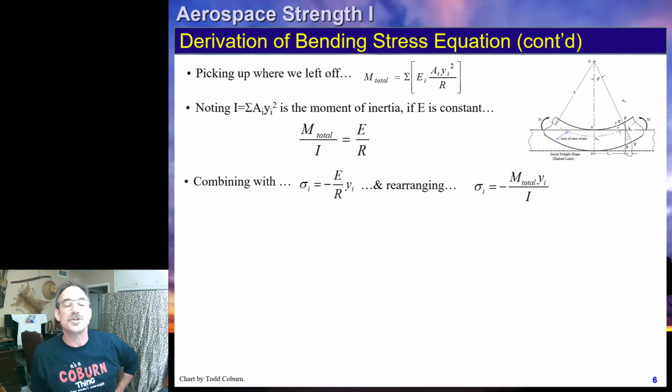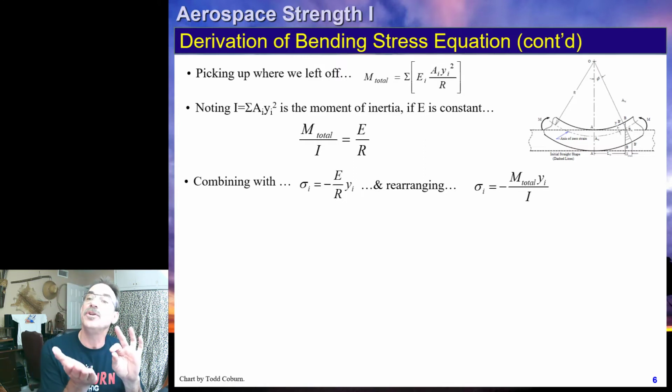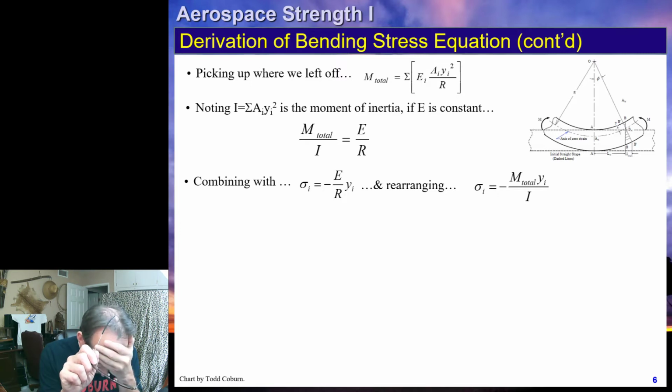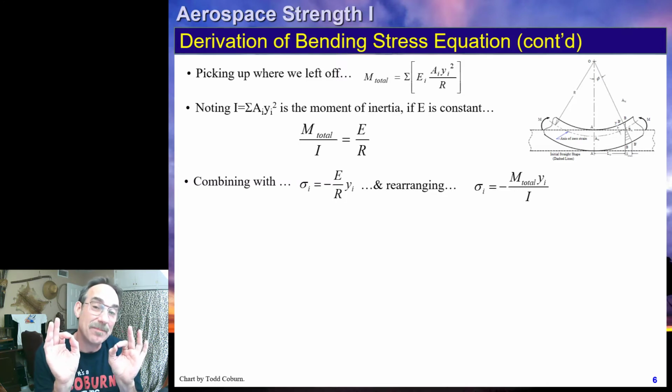We can write that the stress is equal to the negative of the total moment divided by the total moment of inertia times the y, where y is defined from the neutral surface moving toward the center of curvature. Now we're going to use y and x for a lot of things in identifying our section. We're often going to define our y from a different point. So you've got to be really careful using this.